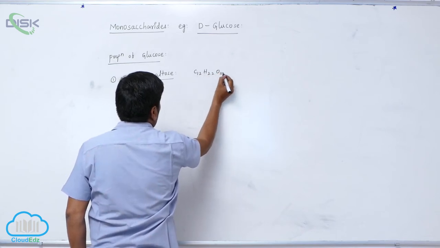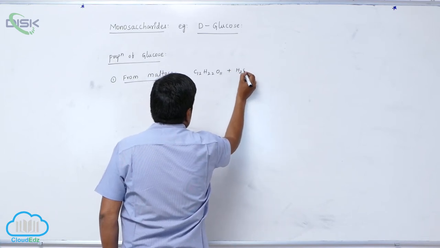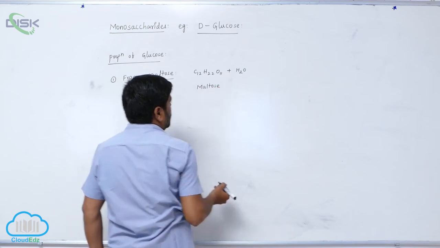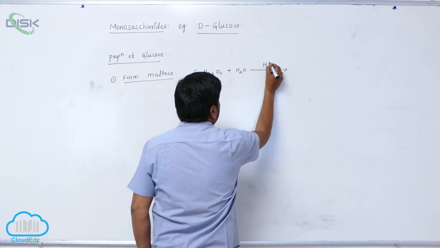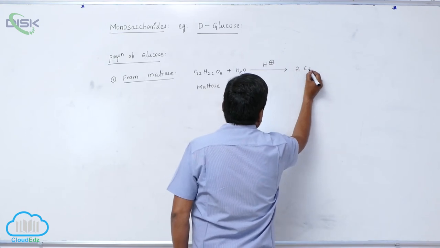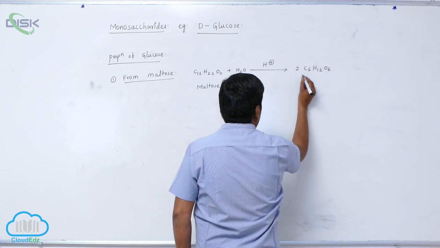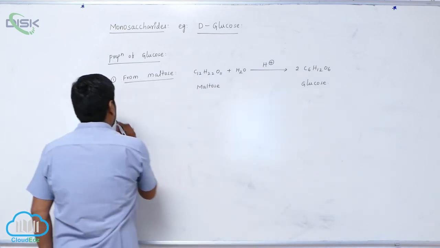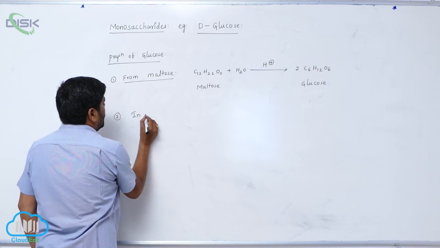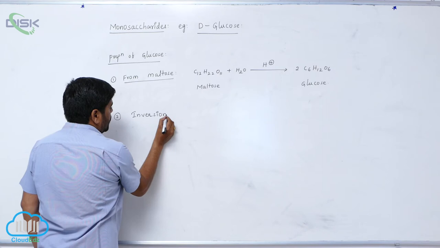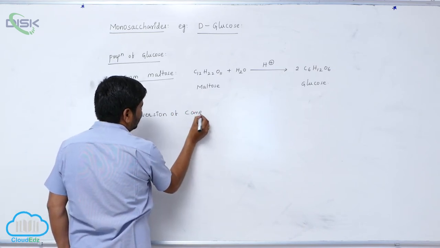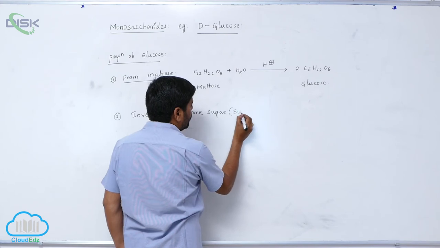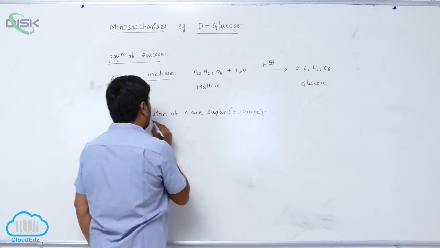C12H22O11, this is known as maltose. Hydrolysis in presence of acid medium forms two moles of glucose. The second one is inversion of cane sugar, nothing but sucrose. This means sucrose.